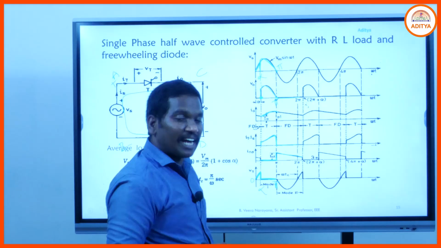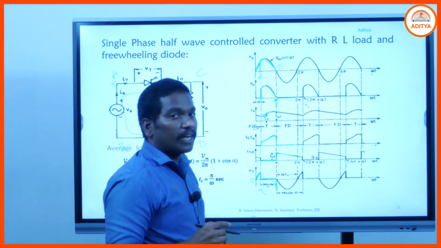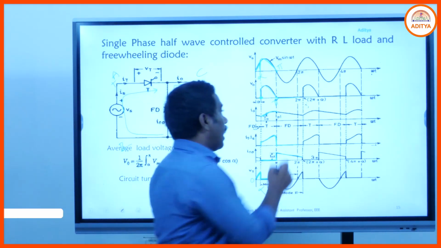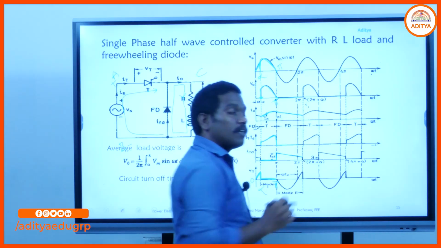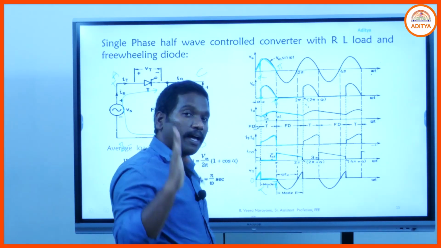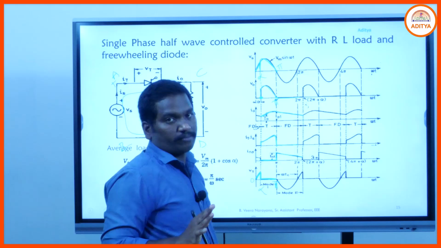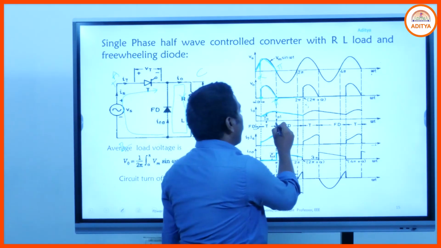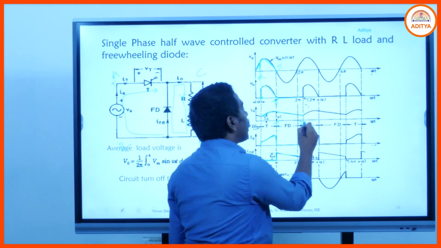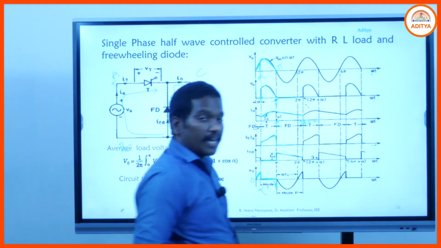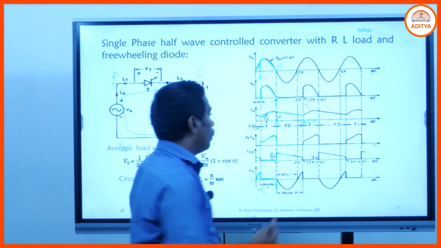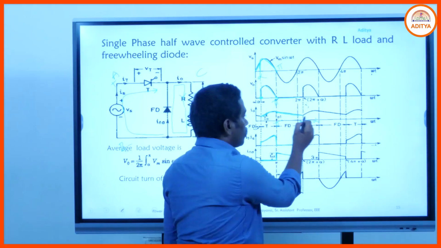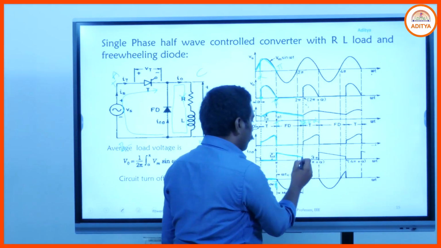So if we keep a large value of the inductor, then we get the continuous conduction mode, and the energy stored in the inductor is discharged continuously till the SCR comes to the on state. So from pi to 2 pi plus alpha, the energy stored in the inductor is discharged through the freewheeling diode. Hence the current will be discharged like this, and the current flow through the freewheeling diode is this one.